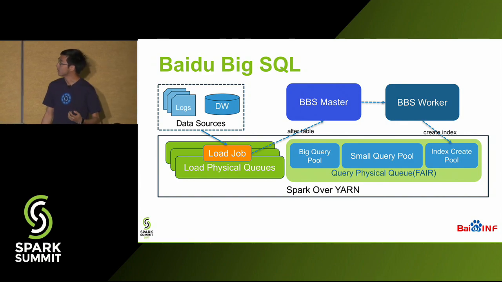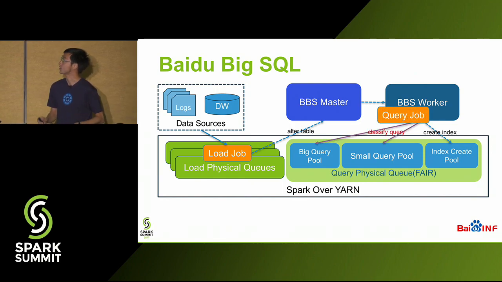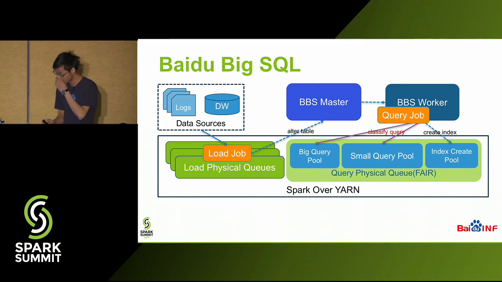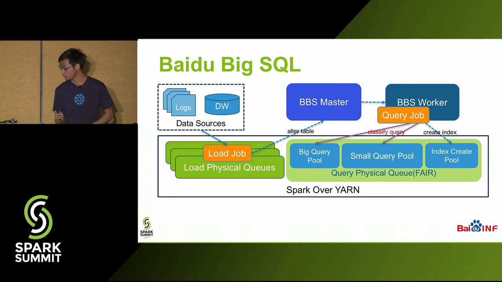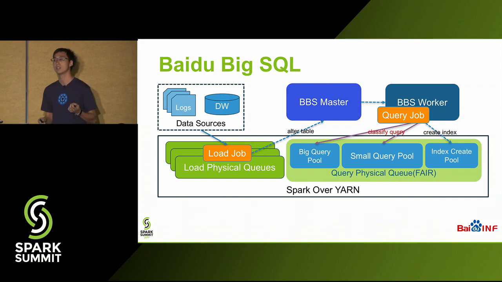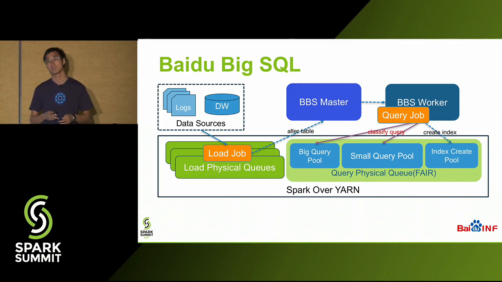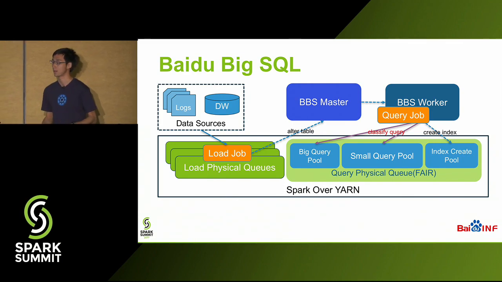Okay. You may see that we divided our query physical queue into 3 parts, and here we judge the query job. We classify our query jobs into 2 parts, the big query and the small query. Generally, the small query can complete in about half a minute, and we judge this in many dimensions like the job, the task numbers, the input-output data size, and any other metrics we can get from Spark SQL.